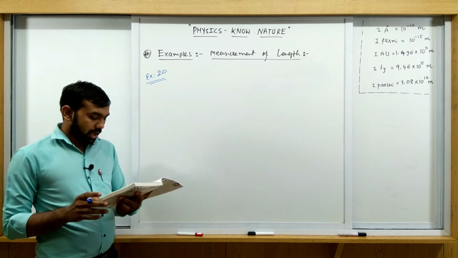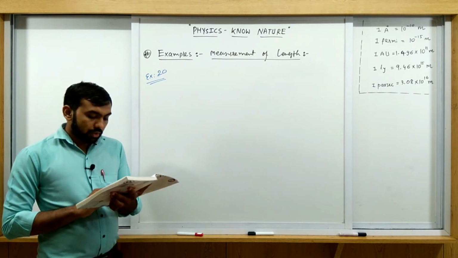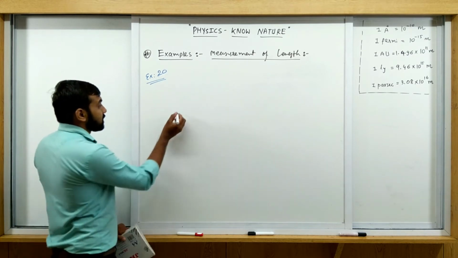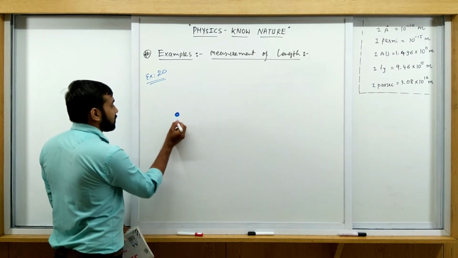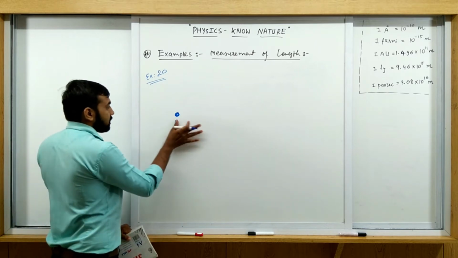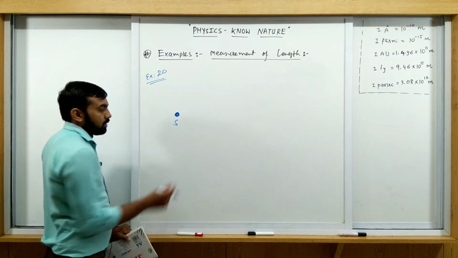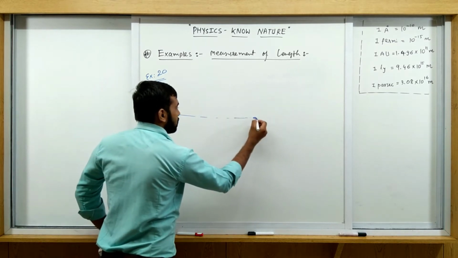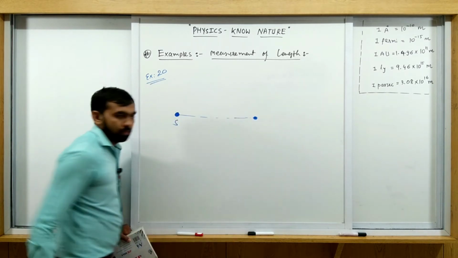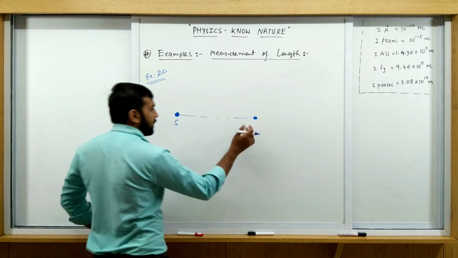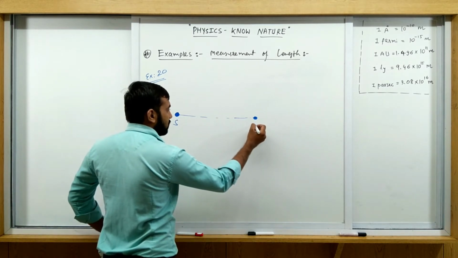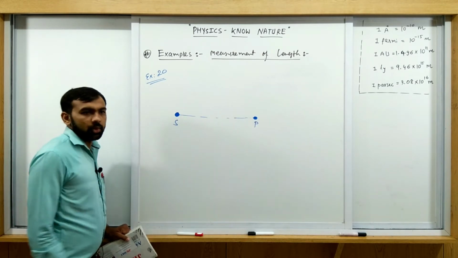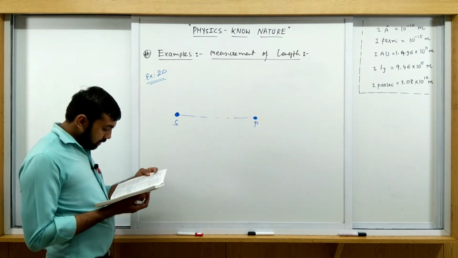The nearest star to our solar system is 4.29 light years away. Means what? Suppose you consider this is our solar system, so this is considered as a sun. Another star, somewhere consider this is the another star. This star is considered as a P. Any name you can give. Okay, P. So this distance is given to us.